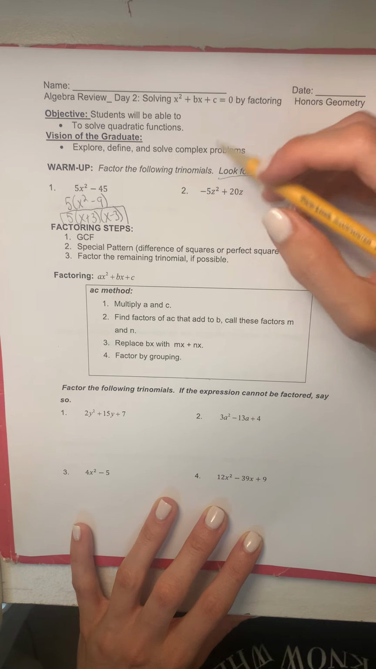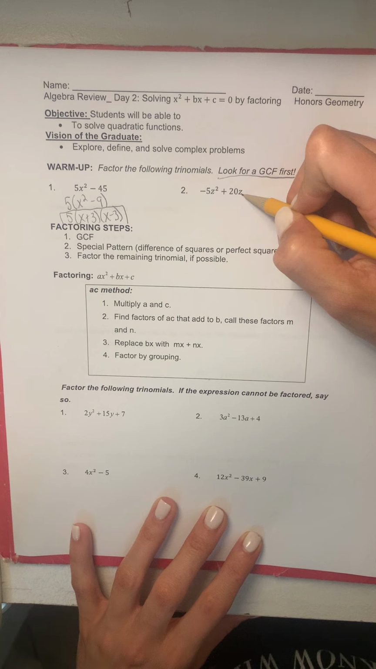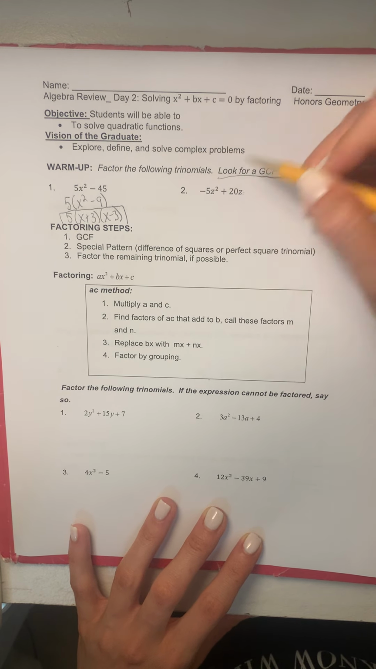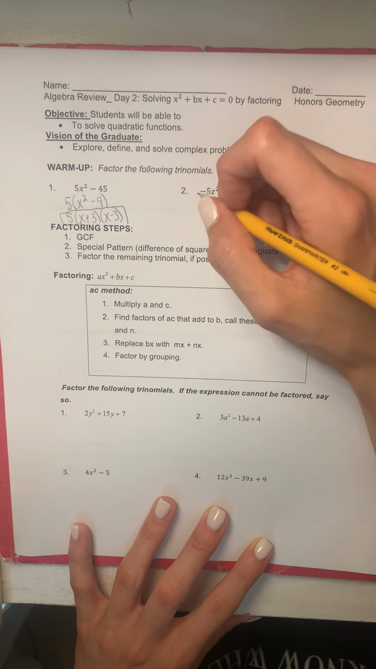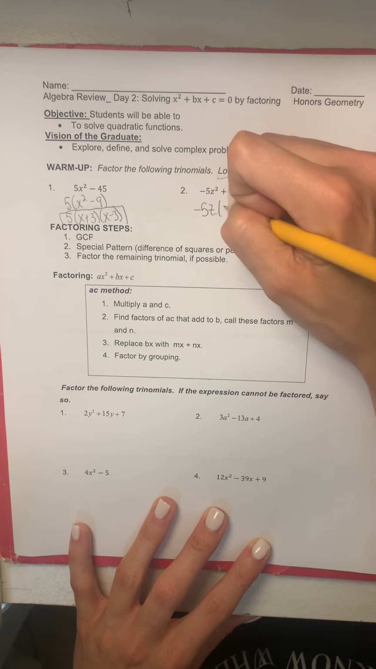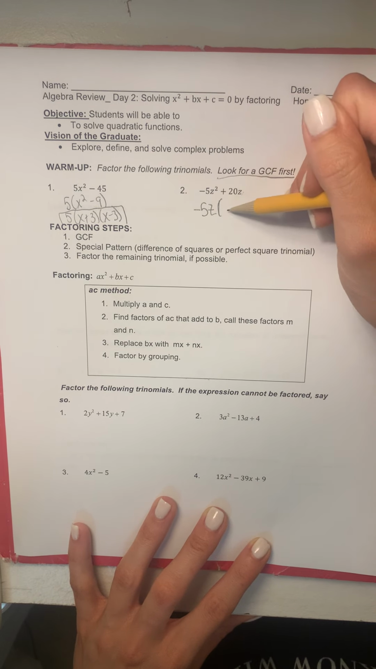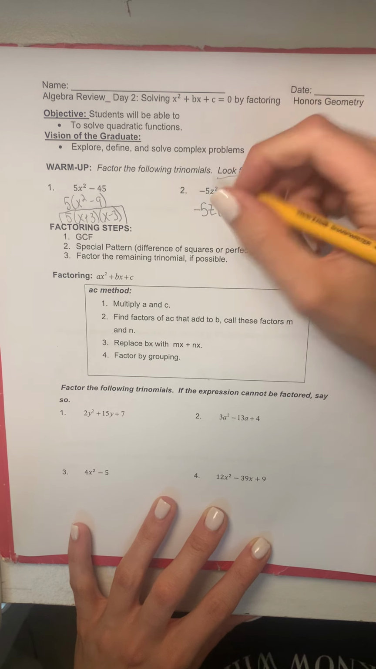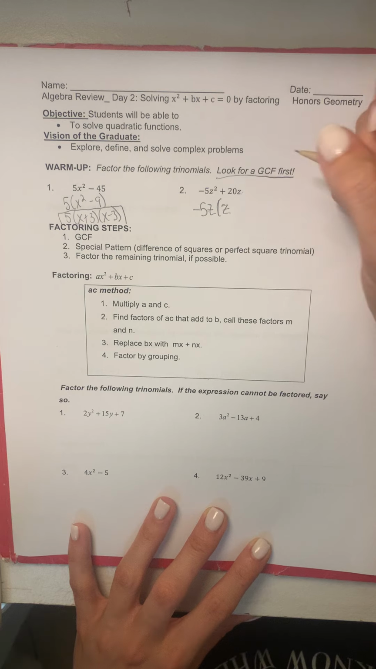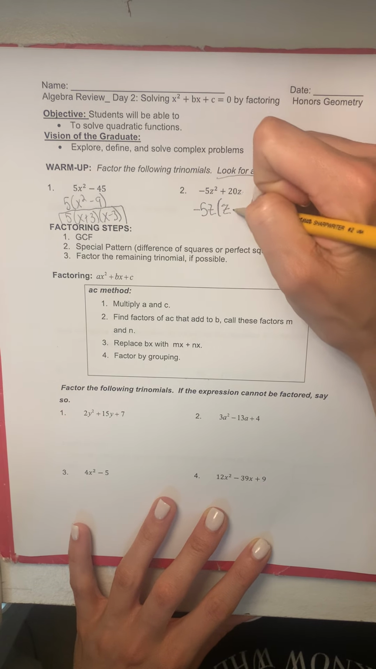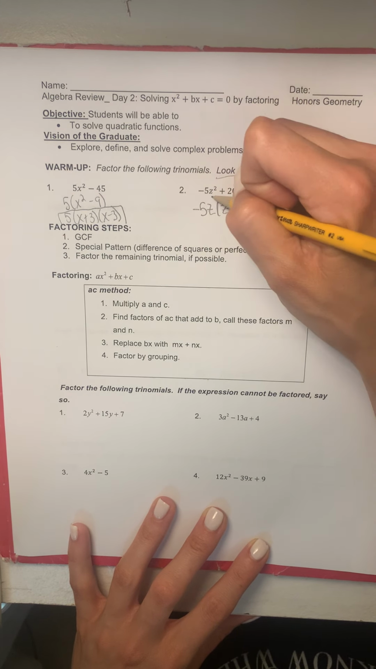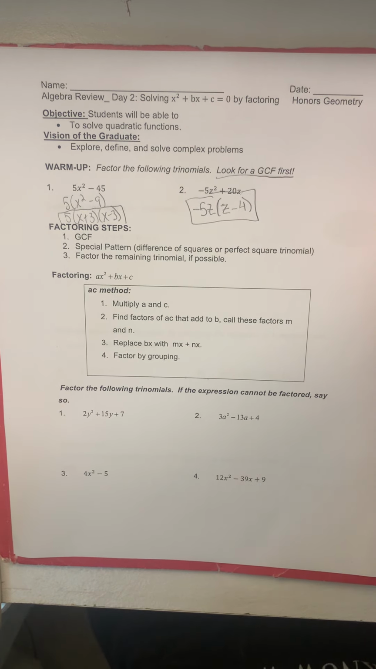Okay, in the second one, I have negative 5z squared plus 20z. When we're factoring, we don't just want to look at the coefficients, the numbers in front. We also want to look at variables. So in this case, my GCF is negative 5z. And now, as I factor, something I like to ask myself is what would I need to multiply by to get what I started with? So here, it would just be z. Negative 5z times z is negative 5z squared. To get that positive 20z, I would need to multiply by negative 4. So my final answer here is negative 5z times z minus 4.